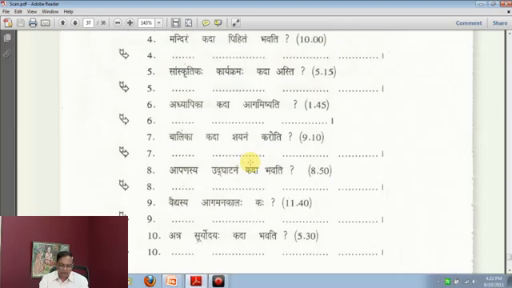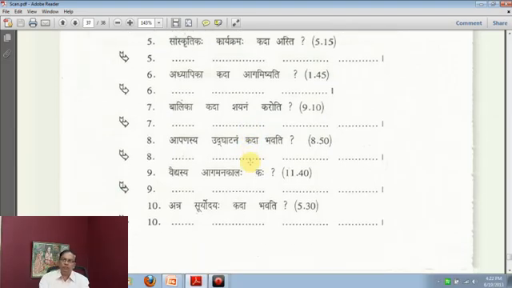Apanasya Udgatanam Kada Bhavati. When does the shop open? Apanasya Udgatanam Dasha Una Navavadane Bhavati. Dashona Navavadane Bhavati. Prataha, you can add here. Apanasya Udgatanam Prataha Dashona Navavadane Bhavati. The shop gets open in the morning at 10 to 9.